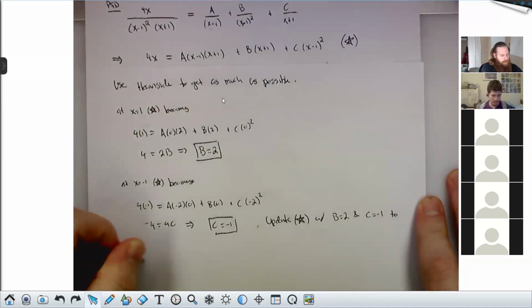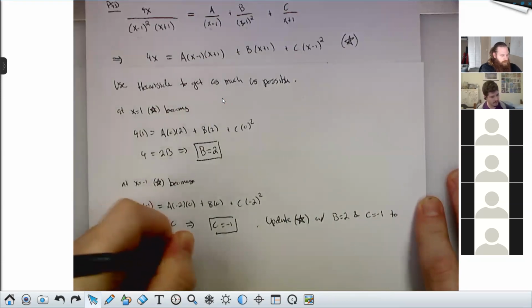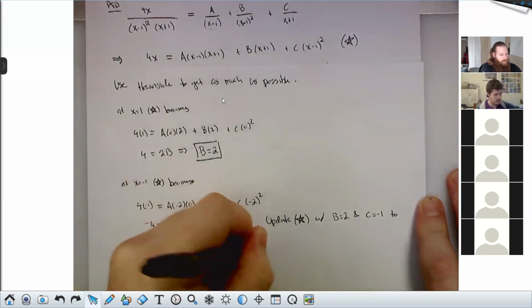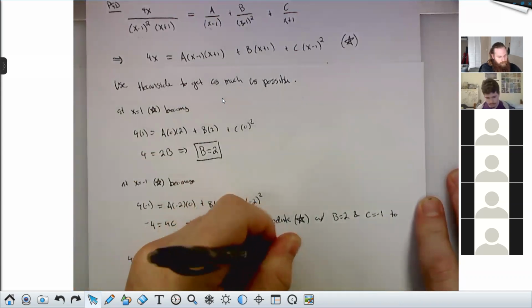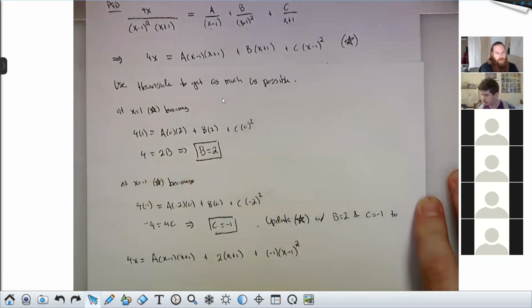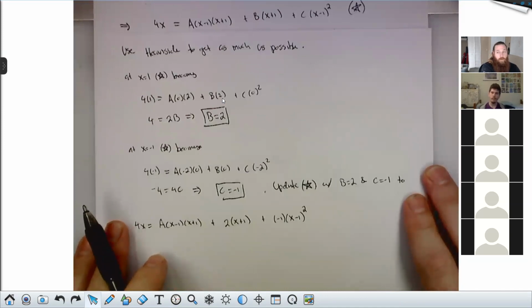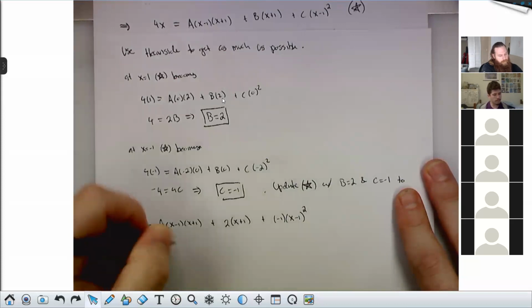So that would become 4x equals a times x minus 1 times x plus 1 plus b, which is 2, times x plus 1 plus c, which is -1, times x minus 1 quantity squared. And then you can do all of your future work from here, right? So you could collect your coefficients from here and set them equal. You could plug in any other number you wanted. Let me show you just what would happen if we continued from here with the usual coefficients method.